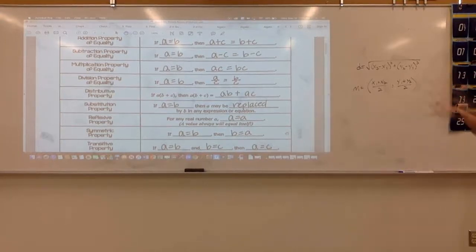It does. All of these will actually work out. So 1 equals 1, and 1 plus 2 is equal to 1 plus 2. Or if a equals 1, then a plus 2 equals 1 plus 2.